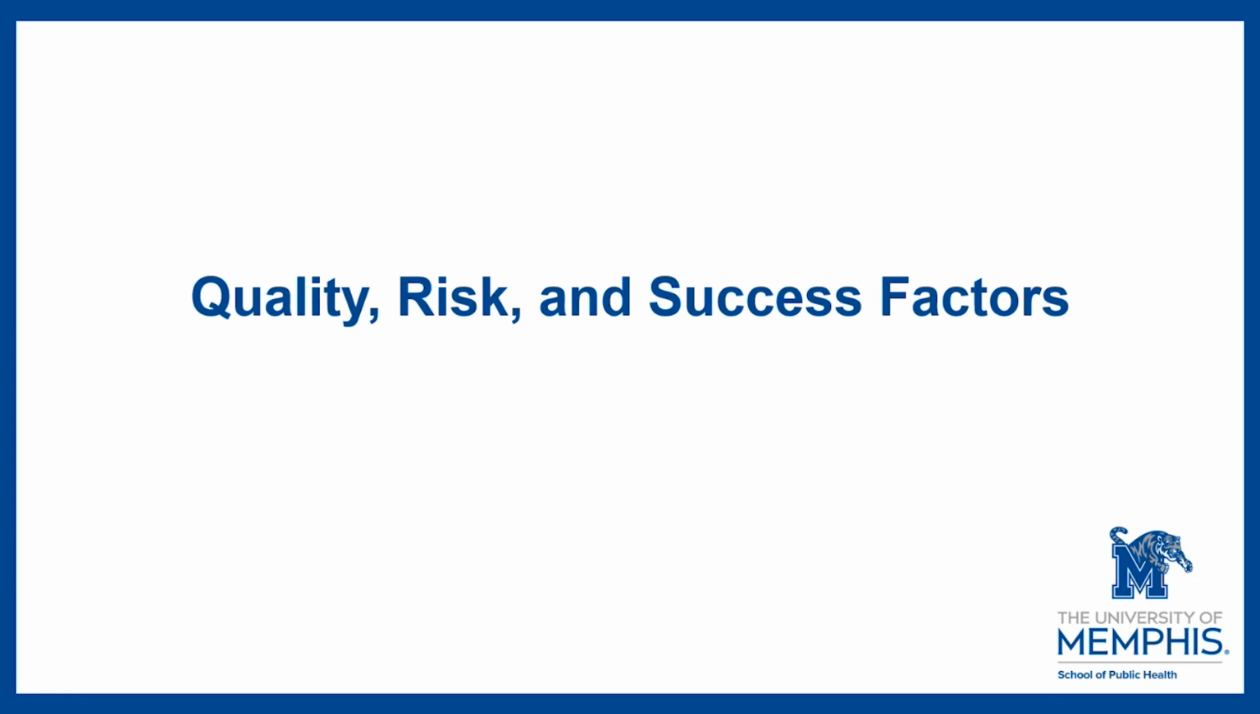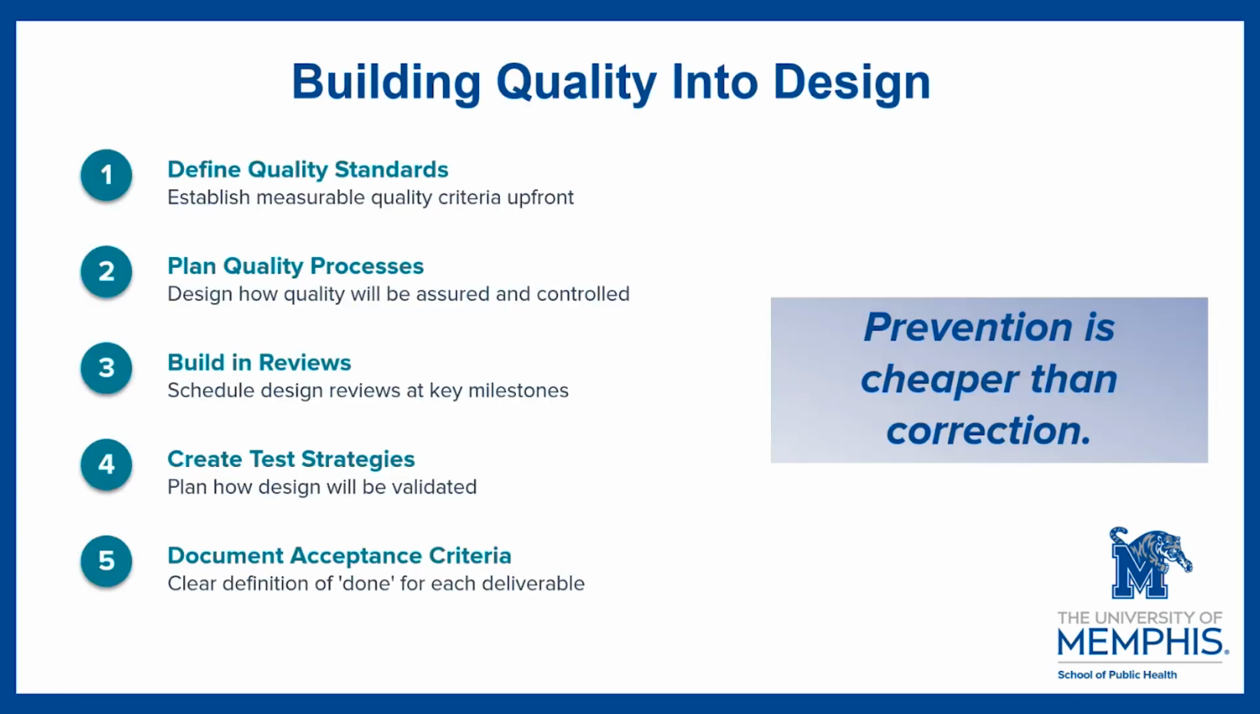Quality, risk, and success factors. First, we look at quality. This principle means that quality should be built into the project from the very beginning through deliberate planning and strong processes. You cannot rely on inspections or testing at the end to fix problems. No. Quality must be embedded throughout the design and development. Think of it as quality is proactive, not reactive.